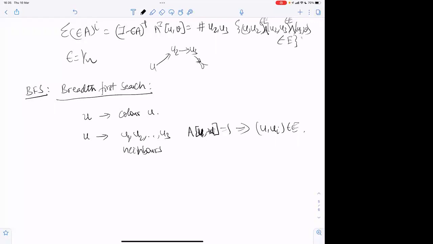So you explore U, which is like coloring the neighbors of U, and then taking out one of the neighbors, exploring it, meaning coloring all its neighbors, and then repeating this. So you never color a neighbor twice. If it's colored, you do not consider it again.